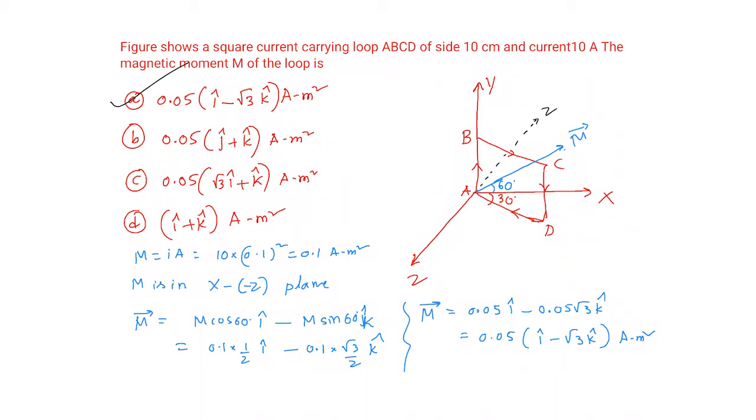Sir, if the current was anti-clockwise, then it will be in the opposite plane, the negative x and positive z plane. Then the magnetic moment will be in the plane of negative x and positive z. Okay, children, understood? Copied that? Done, children? Next.